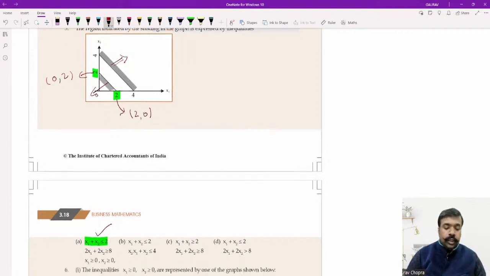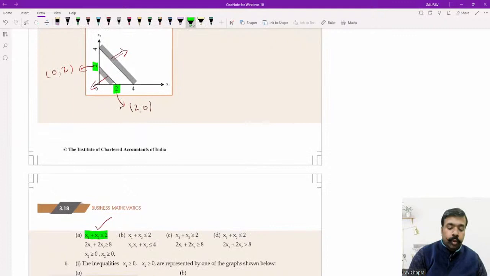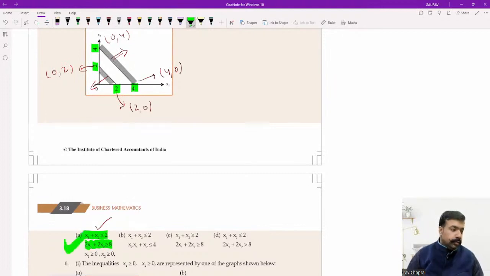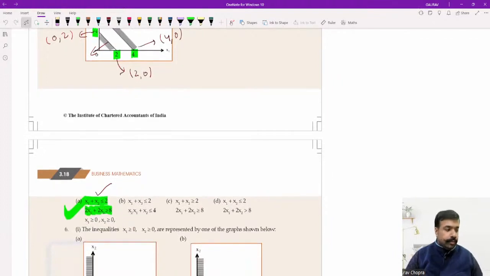And both of them satisfies this equation. And when we talk about the second one, that is 4 and 4, so the coordinate will be 4, 0 and 0, 4. So if we substitute in the second one, that is 4, 0 or 0, 4, it is again satisfying. That means option number A is correct. Option number A will be correct.